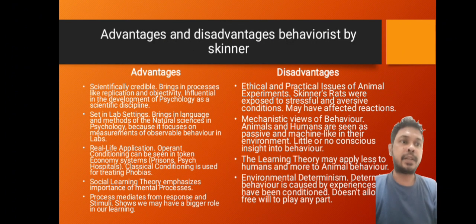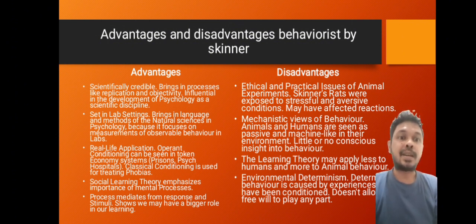These are the advantages and disadvantages of behaviorism by Skinner. The advantages: scientifically credible, brings in processes like replication and objectivity, influential in the development of psychology as a scientific discipline. Set in lab settings, brings in the language and methods of the natural sciences and physiology because it focuses on measurements of observable behavior in labs.